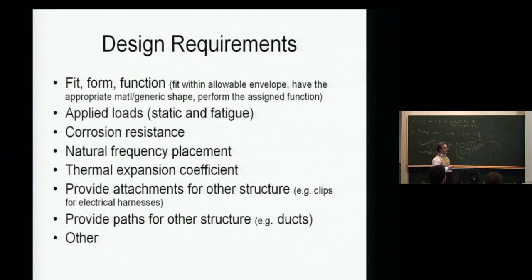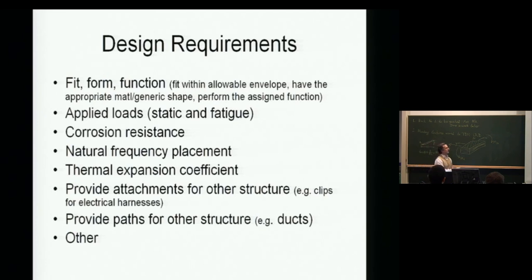It has to fit there without interference, it has to perform the function, and it will have to have the proper shape to actually perform that function. It has to meet the applied loads, and then there are all the other desirable attributes. It should be corrosion resistant, and the natural frequencies should be reasonable because we don't want any kind of resonance happening. Thermal expansion coefficient for space applications is a big deal. You want to keep that as low as possible, or at least compatible between the different parts of your structure so you don't develop thermal stresses. You need to provide attachments for other structure, paths for other structure, and so on.